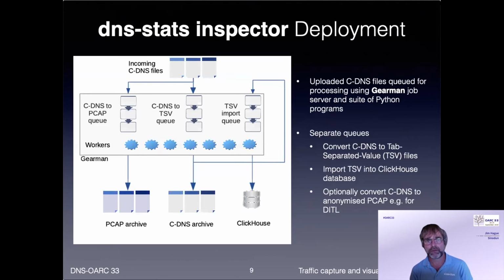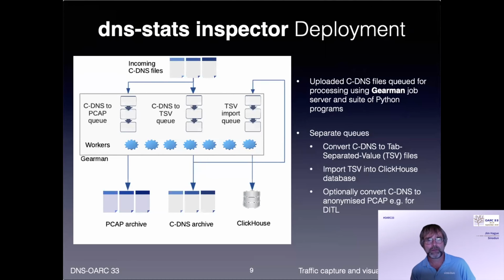On that collection server, the deployment that we have for processing CDNS is like this. We're using Gearman job server and a suite of small Python programs to handle the data processing. I'll emphasize again that each of the Python programs is small, no more than a couple hundred lines or so.